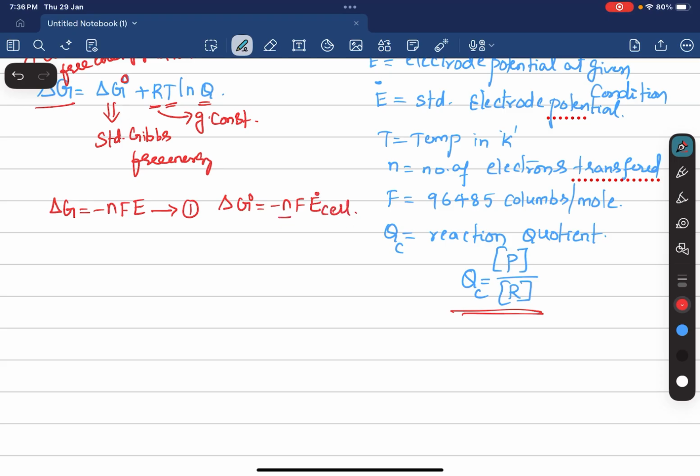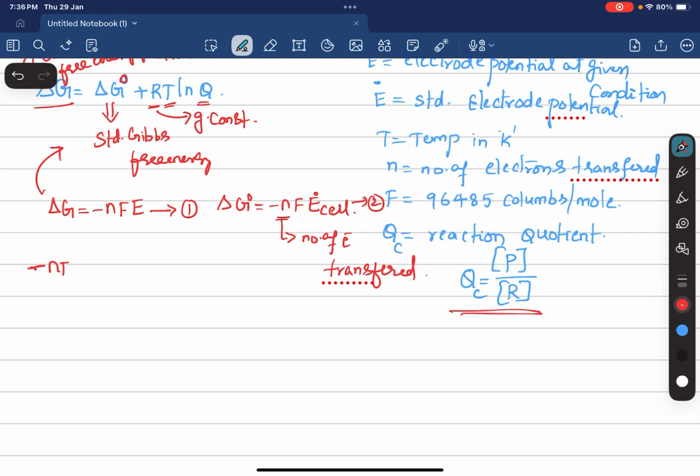Here n is nothing but the number of electrons transferred during the reaction. This is the bridge between thermodynamics and electrochemistry. Using these two equations, 1 and 2, in the above equation: minus nFE cell equals minus nFE naught cell plus RT ln Q. A simple derivation, students, because without derivation it is like incomplete.